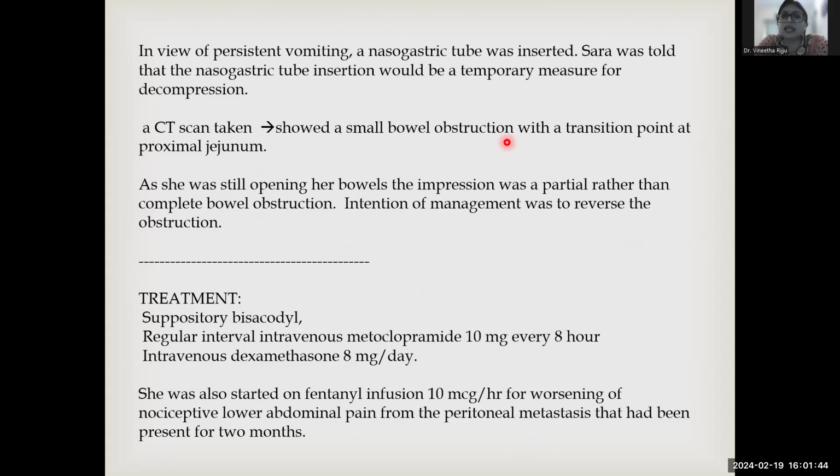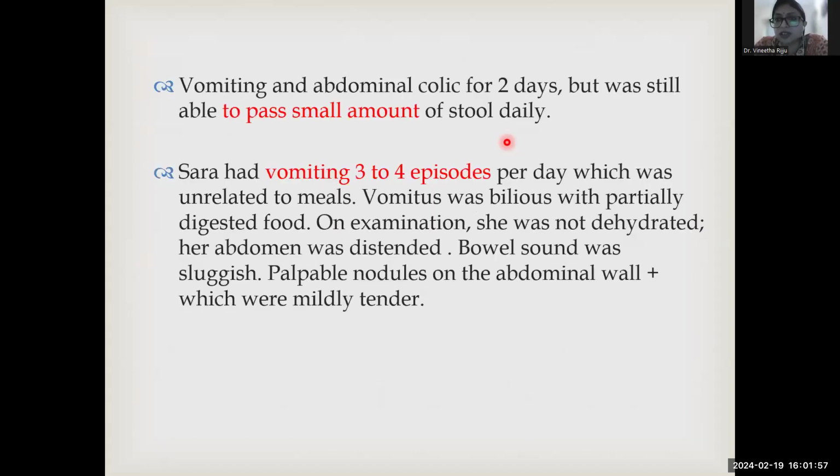So what happened is that because she was having so much of vomiting, a NG tube was put in, and she was told that this would be a temporary measure for deflating the stomach. Okay, so then a CT scan was taken and a small bowel obstruction was seen.